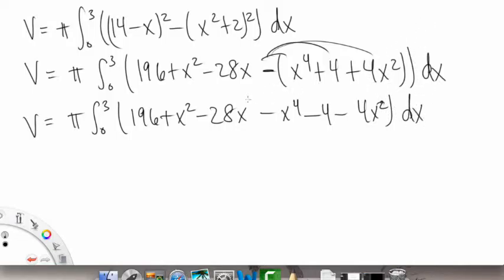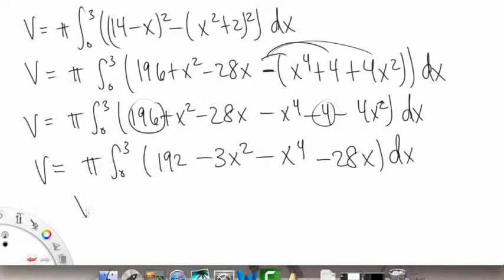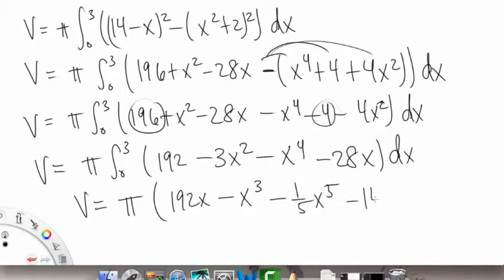Okay, so now let's see what we can do with this. So we have V is equal to pi times the integral from 0 to 3 of 196 minus 4, which is going to be a positive 192, and the x squareds are going to become a negative 3x squared, not x cubed, x squared, and then we have a minus x to the fourth still there, and a negative 28x. Okay, and that's basically it. We can't combine any more like terms, so what we're going to do is just integrate. So we have V is equal to pi times 192x minus x to the third, and then minus 1 over 5 x to the fifth, and then minus 14x squared, evaluated from 0 up to 3.